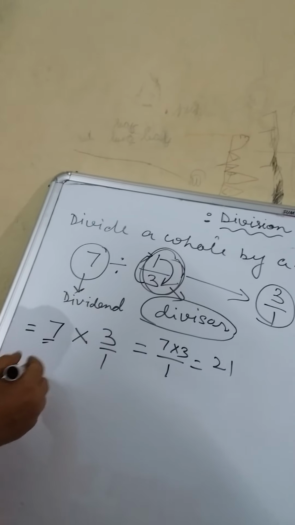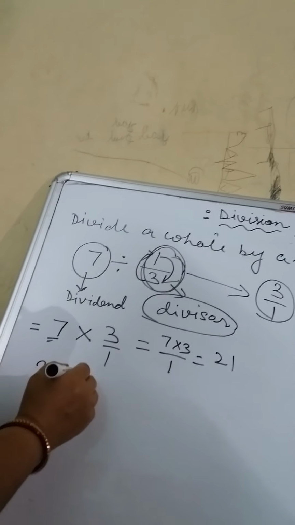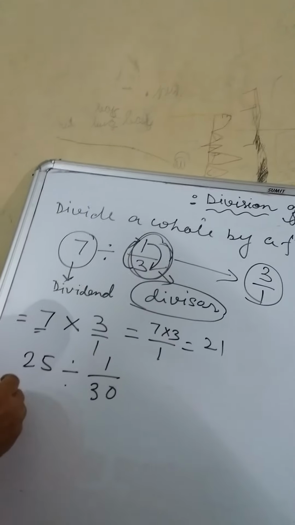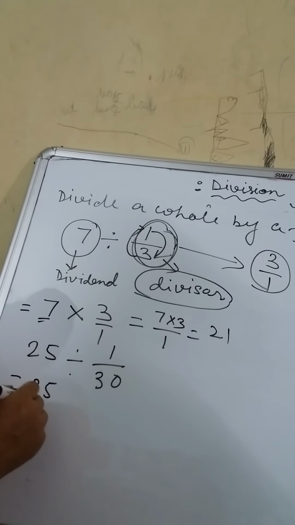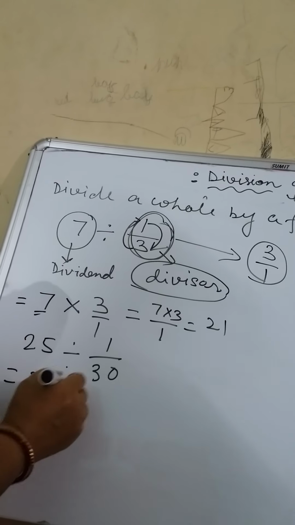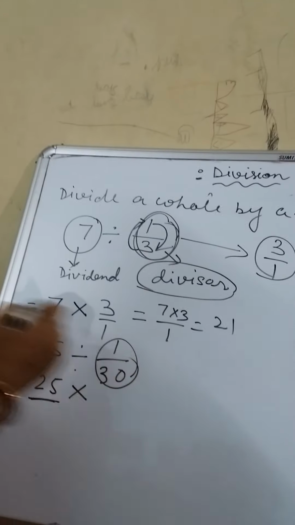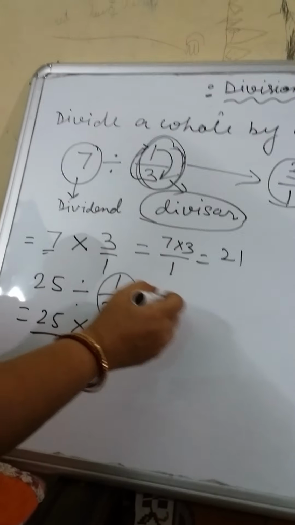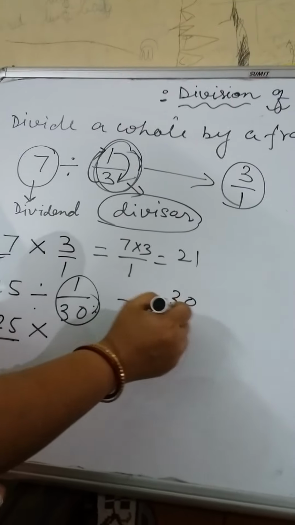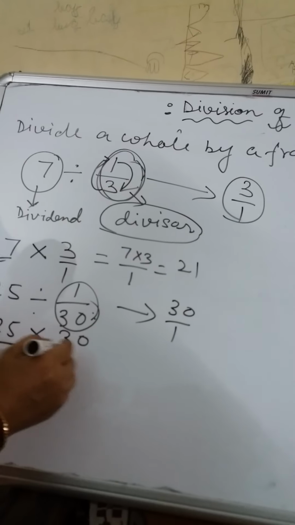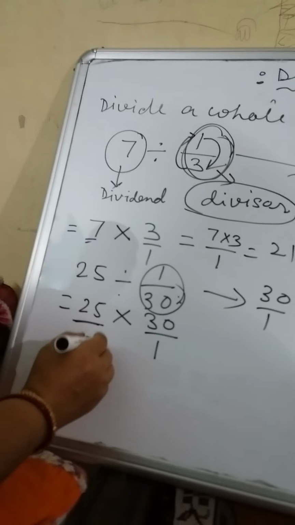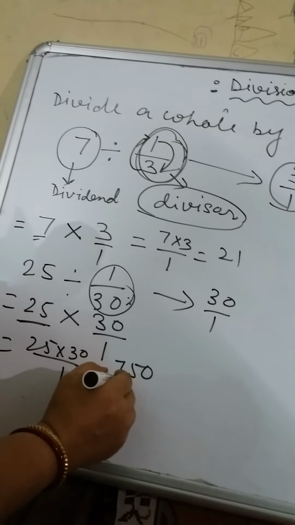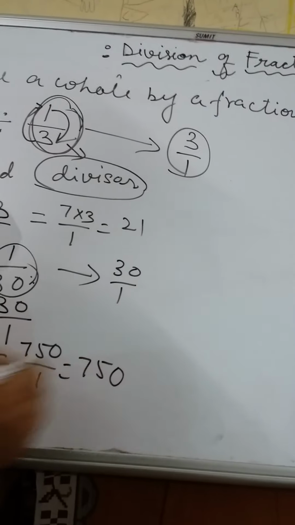It can be anything, say 25 divided by 1 by 30. The dividend will remain the same. Next, multiply with the reciprocal of the divisor. The reciprocal of 1 by 30 will be 30 by 1. So 25 into 30 by 1 is 750 by 1, which is 750.